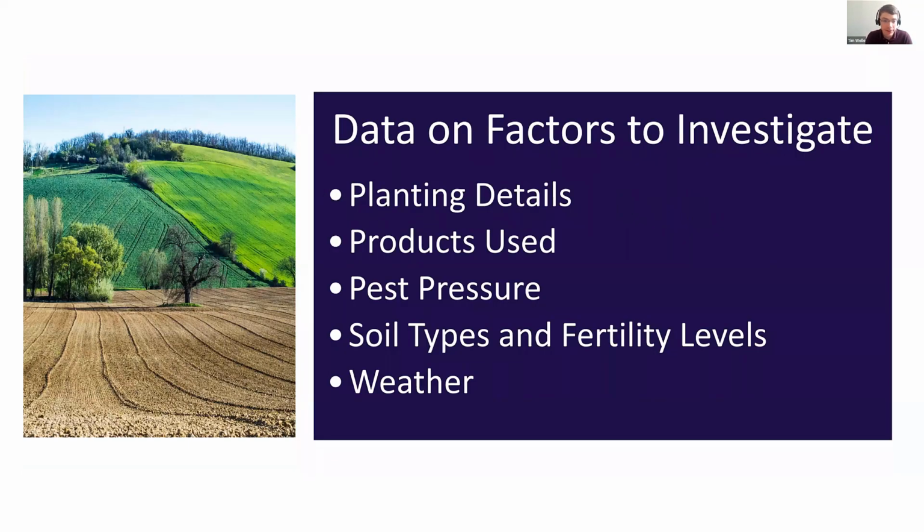And the data underlying those, that we can look at in the context of those metrics, would be things like planting details: when the crop was planted, what variety was in the field, how many seeds were out there, which products were used and when, which herbicide program, which fertilizers, how much fertilizer was put out, and pest pressure: which pests were in the field, which ones were the most severe and widespread.